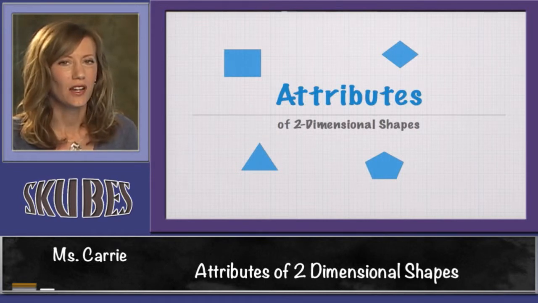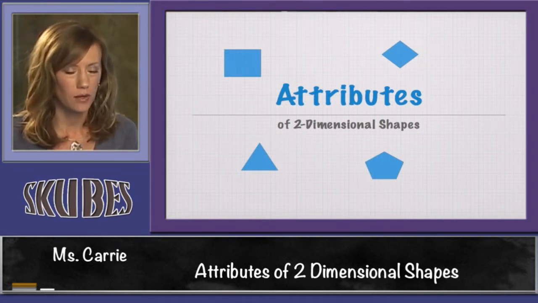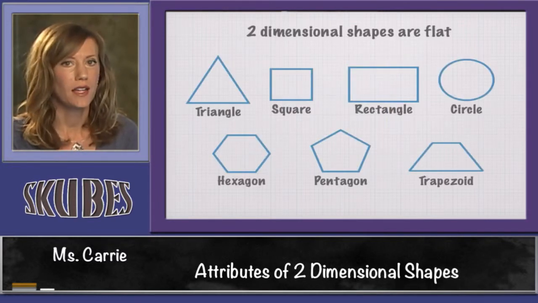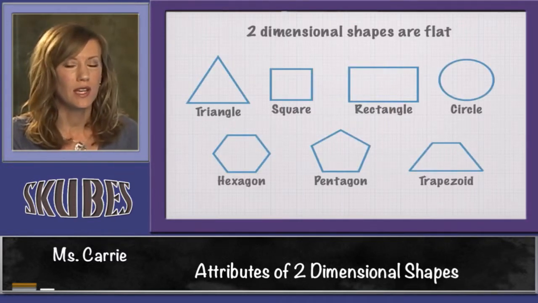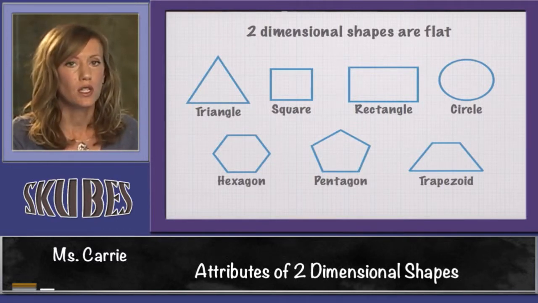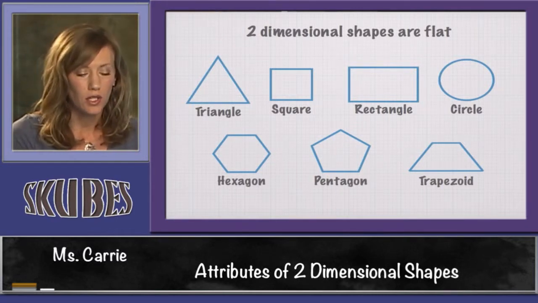This lesson is on the attributes of two-dimensional shapes. Two-dimensional shapes are shapes that are flat. They're not solid, they don't have any depth to them. It's almost like you just drew them on a piece of paper and they're completely flat. And attributes are the characteristics or the things that we notice about these shapes.